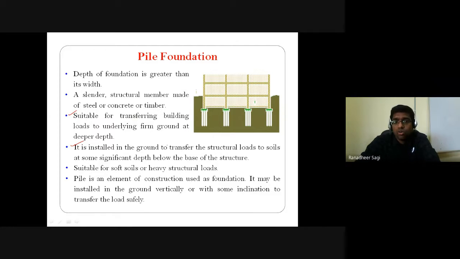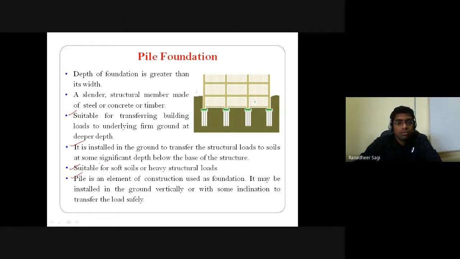It is installed in the ground to transfer the superstructural load to soil at some significant depth below the base of the structure. These kinds of foundations are suitable in cases where the soil is soft or the superstructural load coming is relatively heavy. And pile is a part of your substructure.